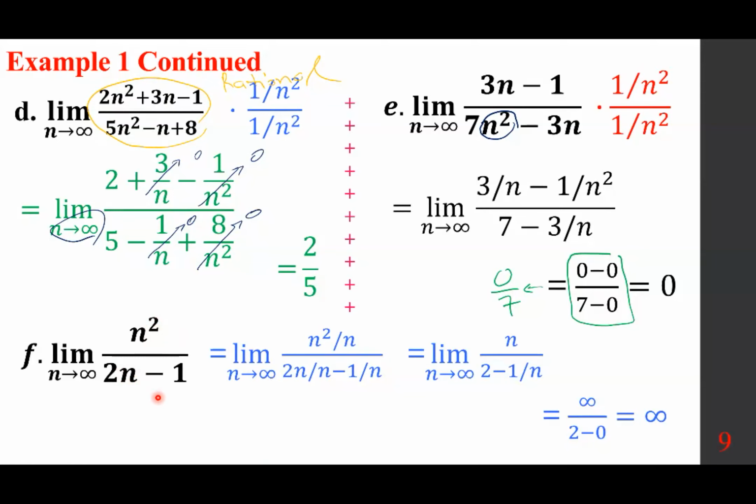So, in short, all of them are rational expressions. Divide by the highest degree term in the denominator: in this case n squared, in this case n squared, in this case n.